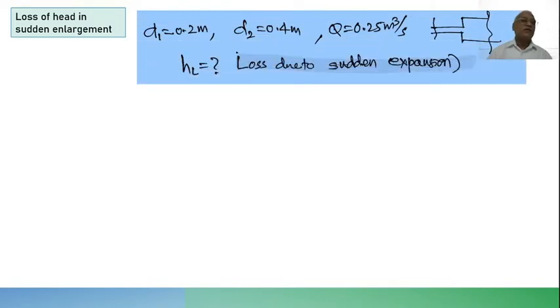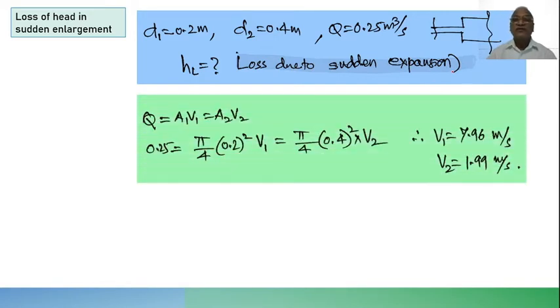Okay. Here again the question is not given, but data is like this. The diameter D1 is 0.2 meters, the D2 is 0.4 meters, the discharge is Q equal to 0.25 meter cube per second. What is the head loss? Head loss due to sudden expansion. Very simple problem.